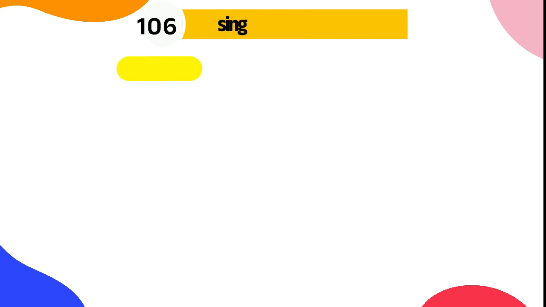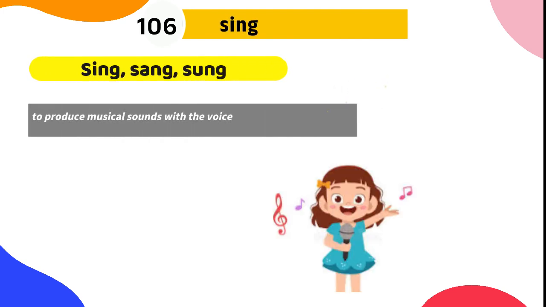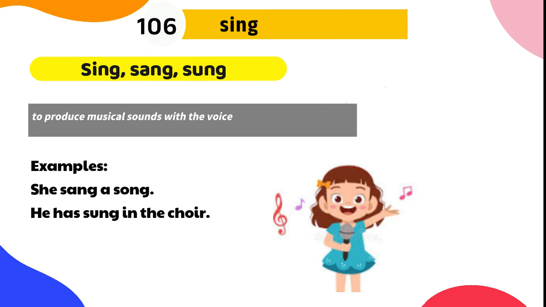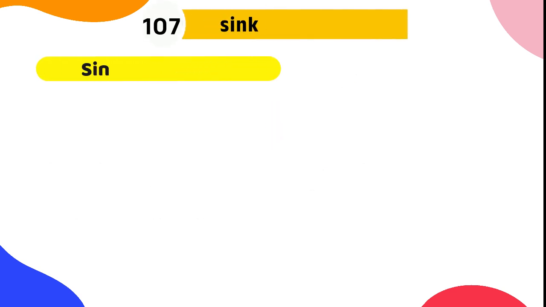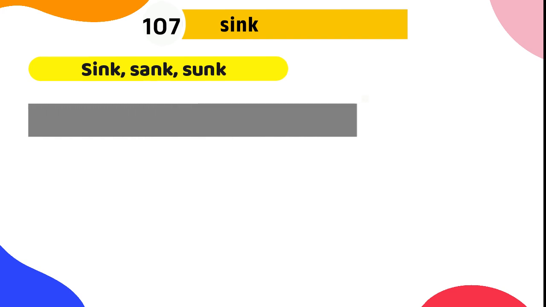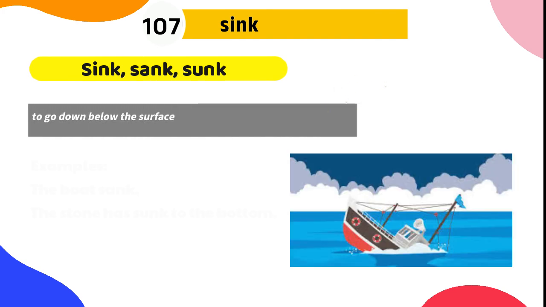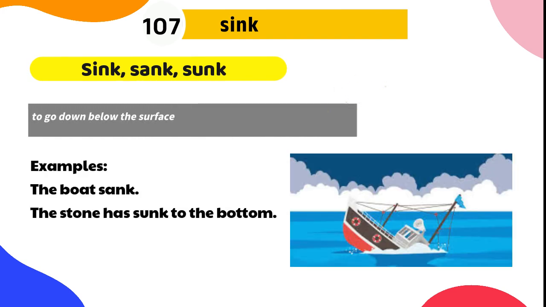Sing, sang, sung. Meanings: to produce musical sounds with the voice. Examples: she sang a song. He has sung in the choir. Sink, sank, sunk. Meanings: to go down below the surface, to descend. Examples: the boat sank. The stone has sunk to the bottom.